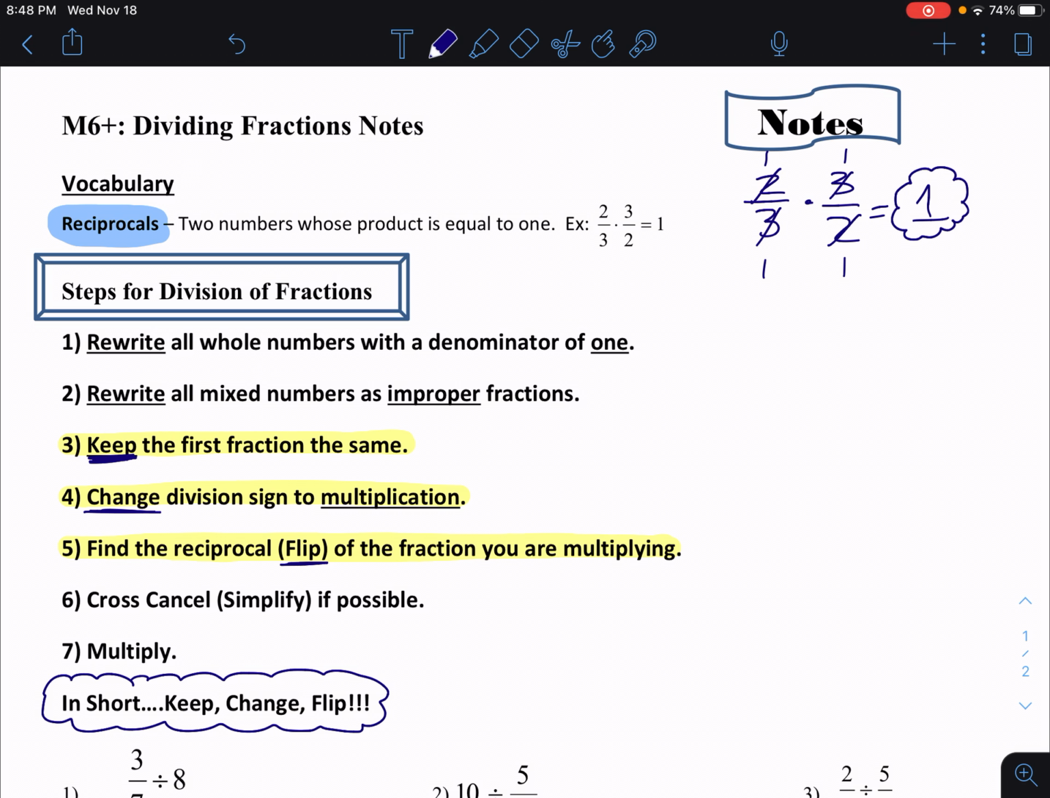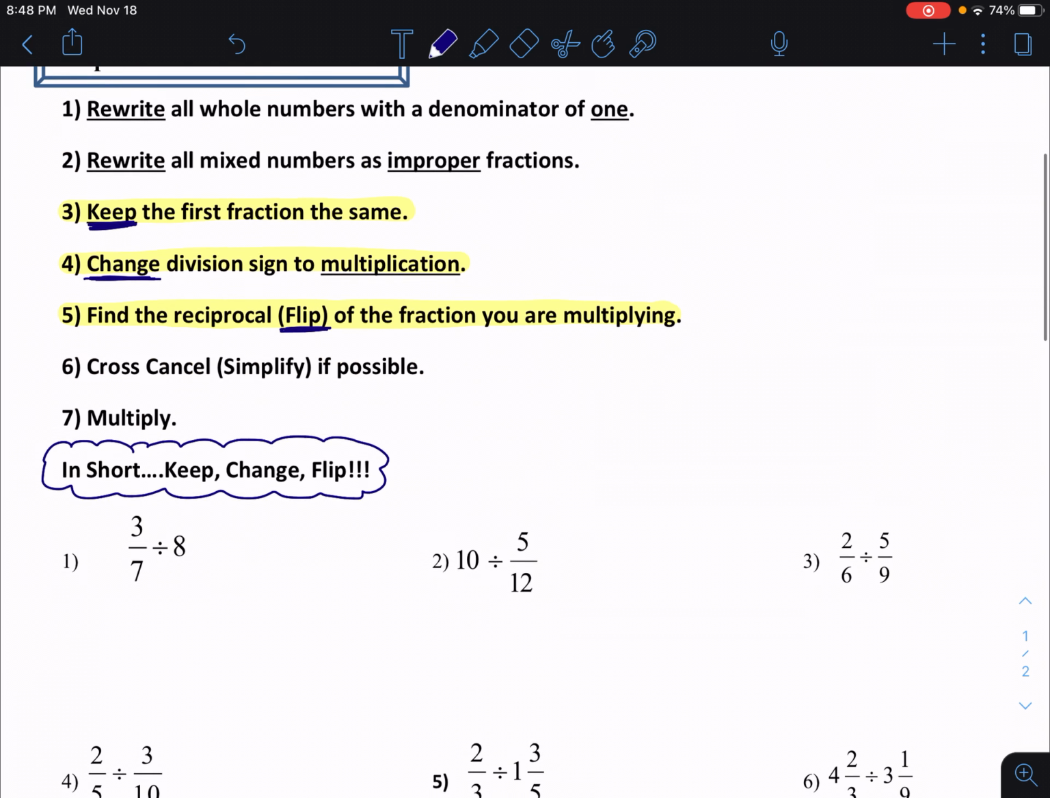You're going to keep the first fraction the same. You're going to change the division symbol into multiplication. And you're going to flip the second fraction. And then we're going to multiply like we've been multiplying the last couple of days. We're going to do our cross canceling and then finish multiplying. Okay, so it says, in short, keep, change, flip. Keep the first fraction the same, change it to multiplication, flip the second fraction. Okay, so I'm going to do some examples down here and then you guys are going to practice.